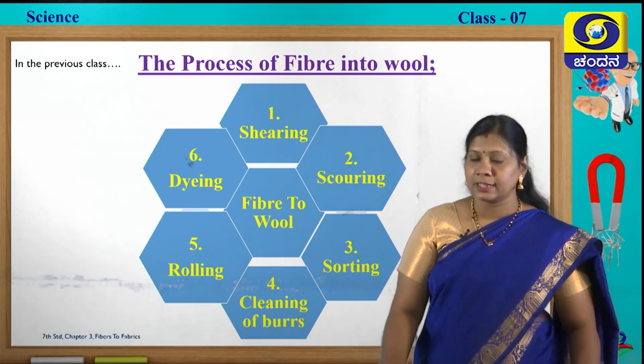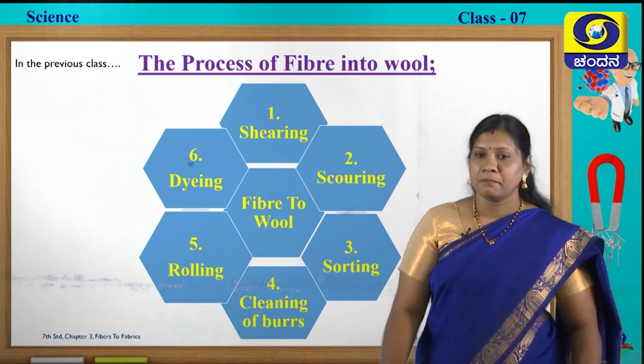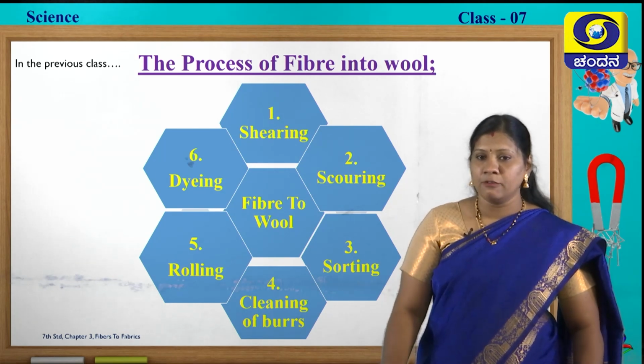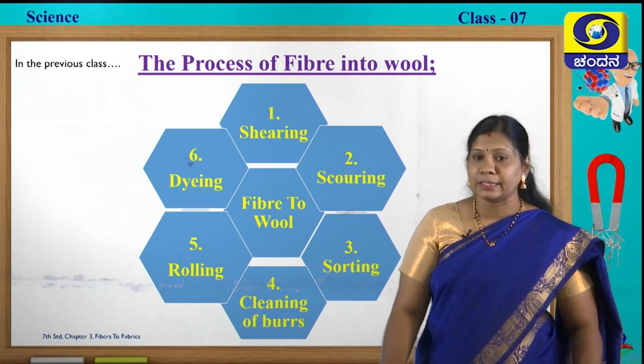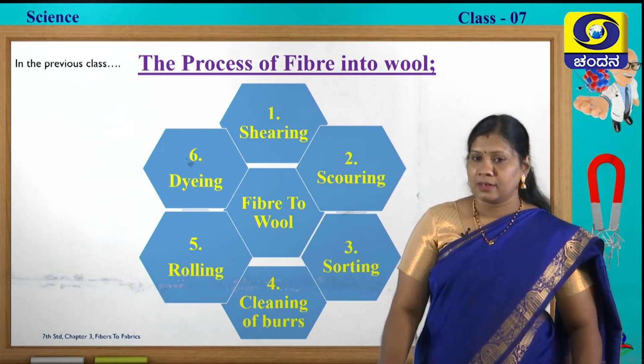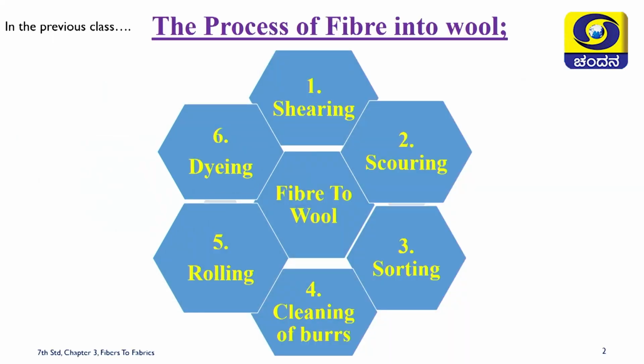Fourth one is cleaning of burrs. What are burrs? In the previous class we have studied burrs. Burrs are nothing but circular or ball-like formations on the sweater, muffler or wool material you have seen in your regular clothing. So, cleaning of the burrs. Next, the fifth one is rolling. After cleaning the burrs, we have to roll the extracted wool in the form of a roller.